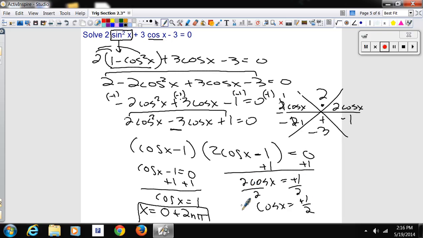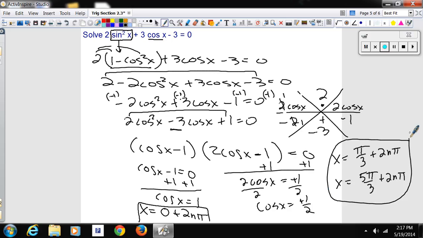So where is the cosine of positive 1/2? Cosine positive 1/2 at pi over 3. Also a positive 1/2 at pi over 3, right? Okay, so you need to add your 2n pi. Sure. Yep. So you do it like on the start.